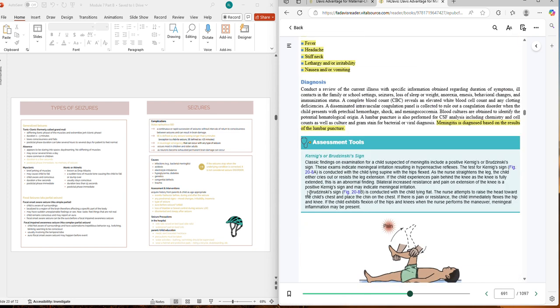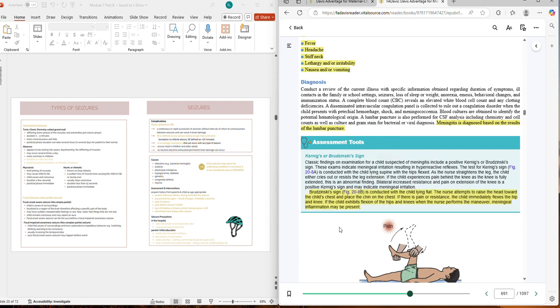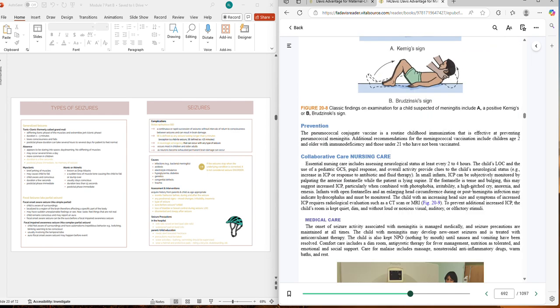Okay. Brudzinski sign. This is conducted when the child's laying flat. Wink and lollipop. You need to know Brudzinski sign. They attempt to raise the head towards the child's chest and place the chin on the chest. If there's pain or resistance, immediately when that hip's flexed, that's a positive sign. You can read about Kernig's too, but I want you to know that Brudzinski. This means that there's meningeal inflammation and it's painful. That's on 691 and 692.